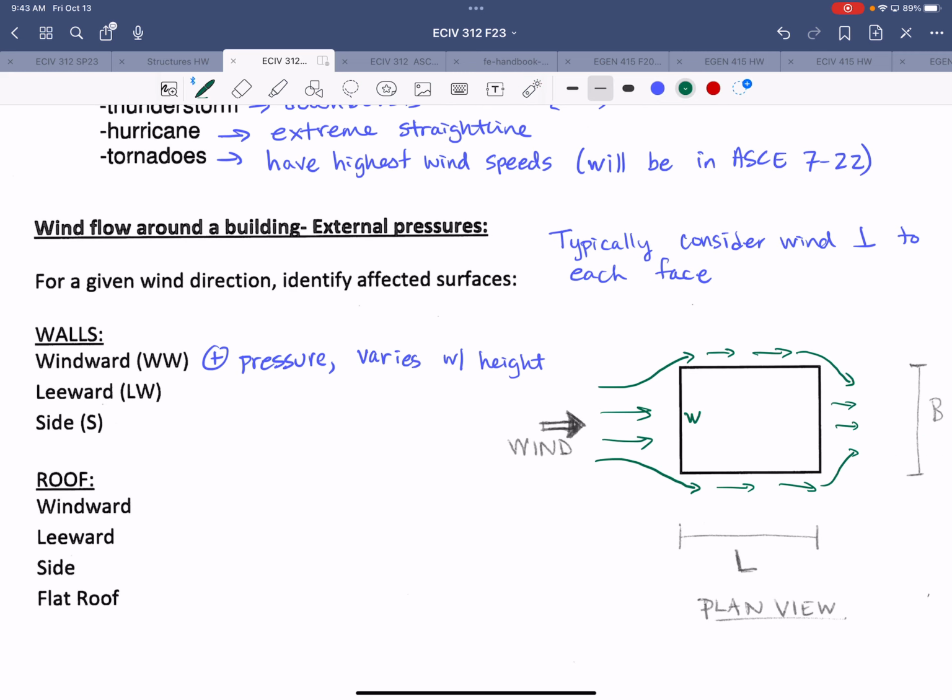So we'll label our windward wall over there. There's the leeward wall, and then you have the side walls here and here. The leeward wall is always opposite the windward wall. That will always have negative pressure, and it will be treated as constant with height.